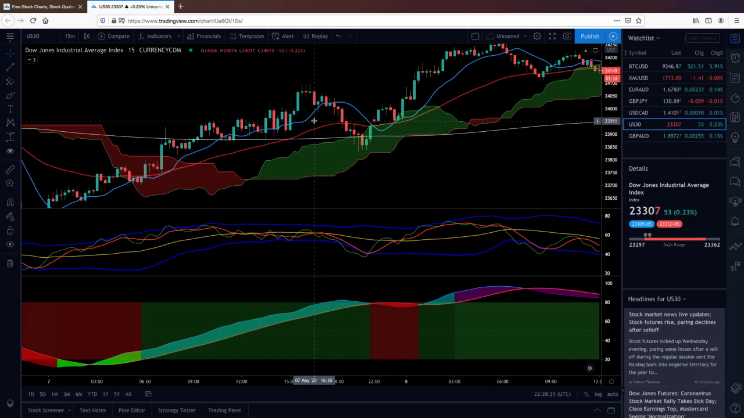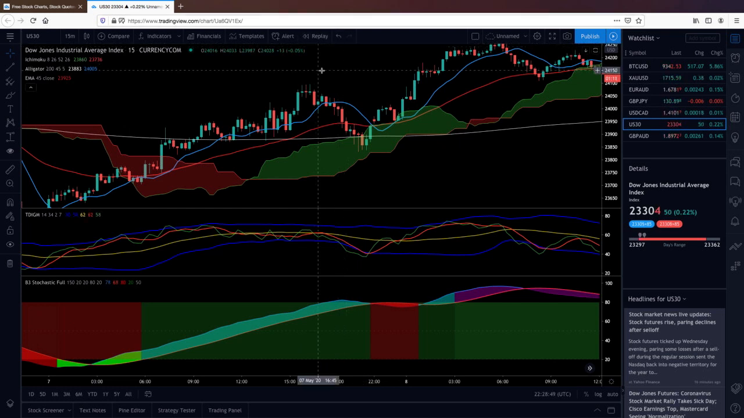Look at your TDI cross. It crossed already. So you already know momentum is on your side. To confirm that, candle must close under the blue. Don't worry about this. This is only important when you are in a downtrend. Okay? Look. Mainly look at your TDI, because that's going to be your biggest friend.